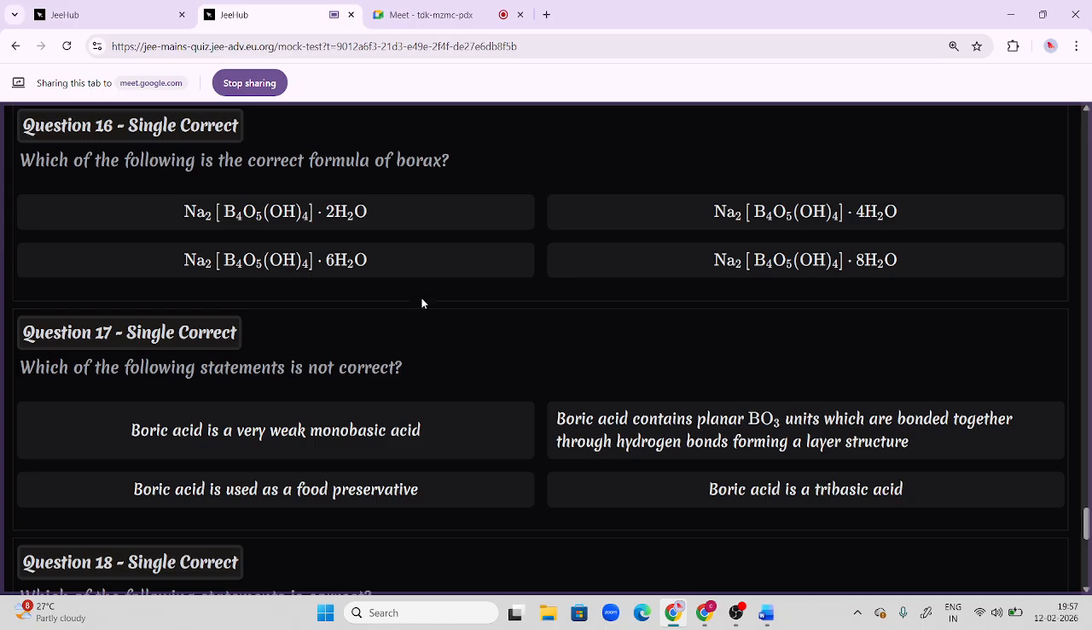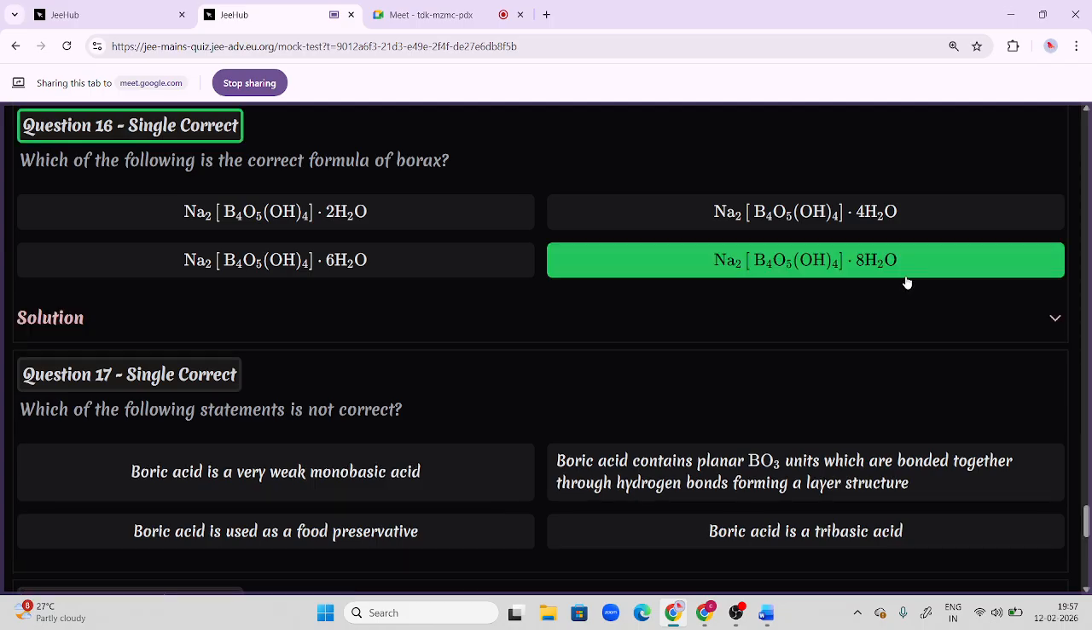Fourth option. What's the formula? Borax formula? Na2B4O7. Only that? What is the dot product? Dot 10H2O, isn't it? Your answer is correct, but your formula is incomplete here.